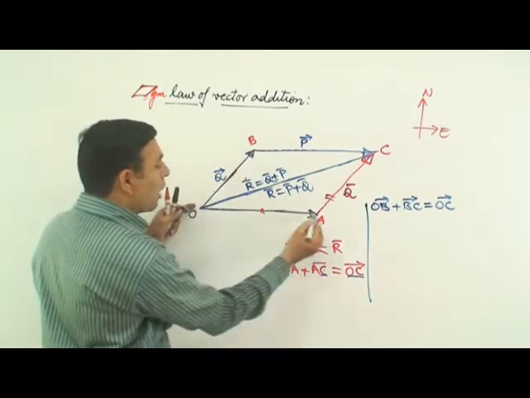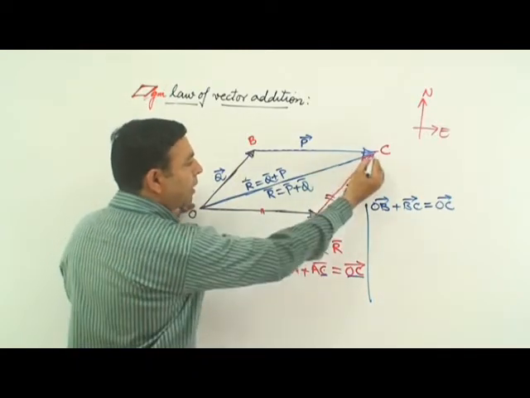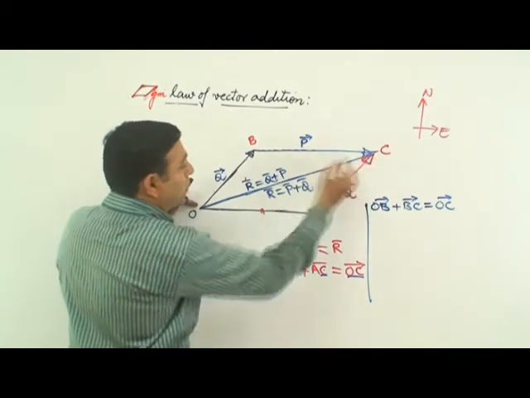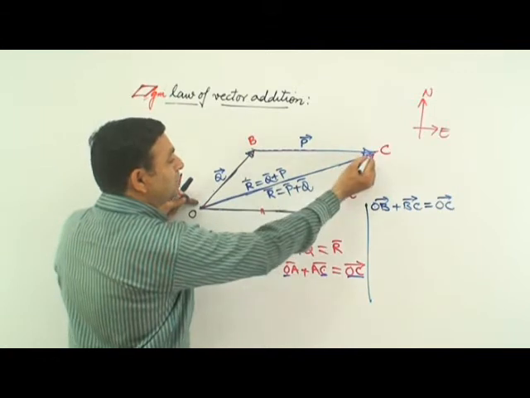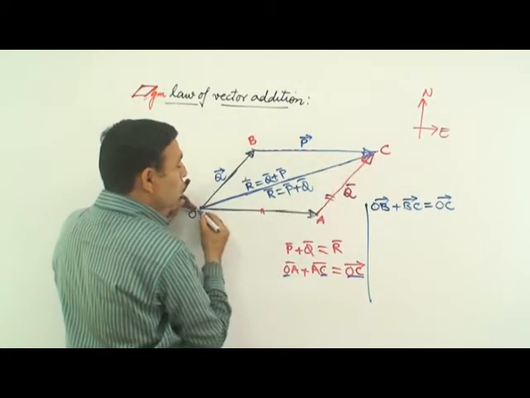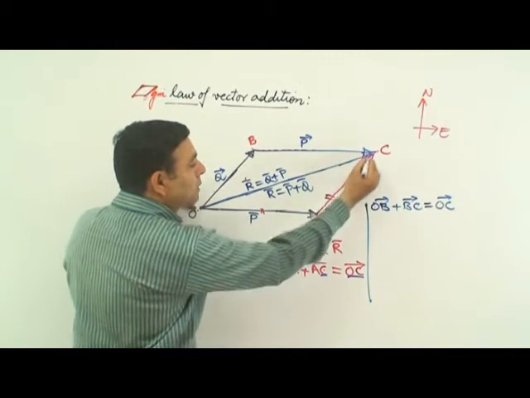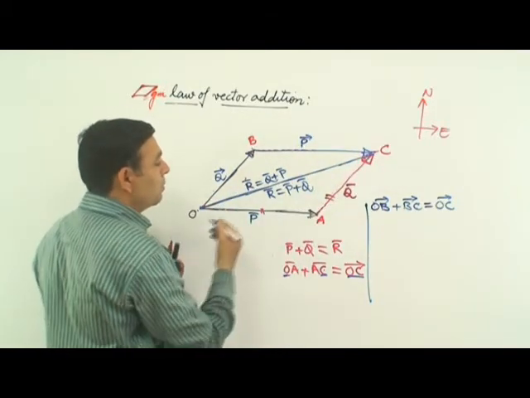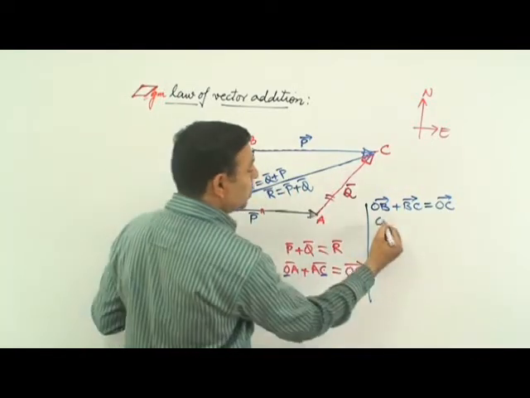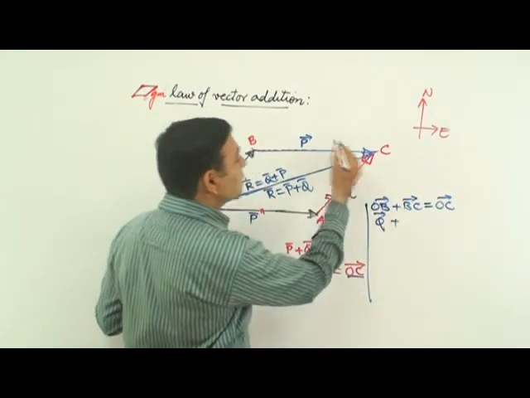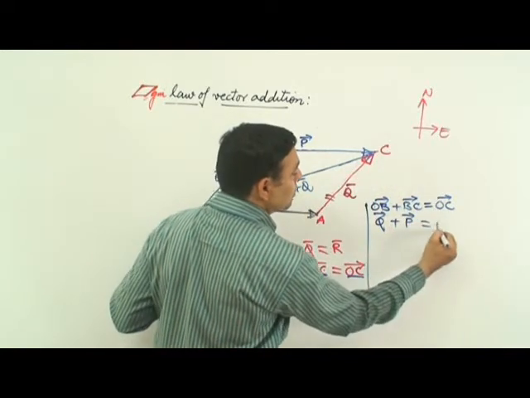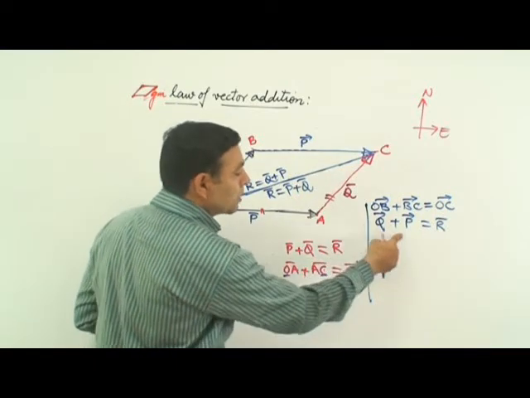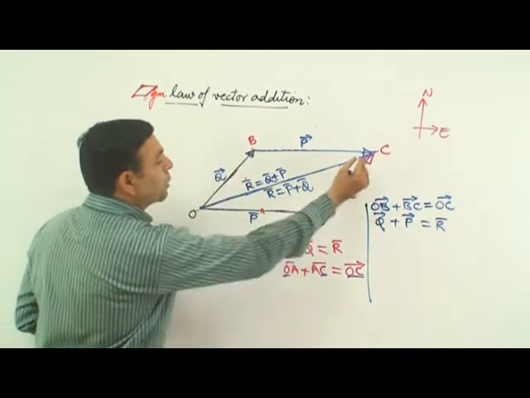OA plus AC, tail to head: you travel this far, then this far. How far are you from your house? This far, OC. You travel this much and then this much. How far are you from your house? OC. So obviously P plus Q or Q plus P doesn't matter. The result is going to be the same. Over here, what is OB? OB is Q, and what is BC? BC is P, and finally OC we know is R. So P plus Q is R and Q plus P is also R.